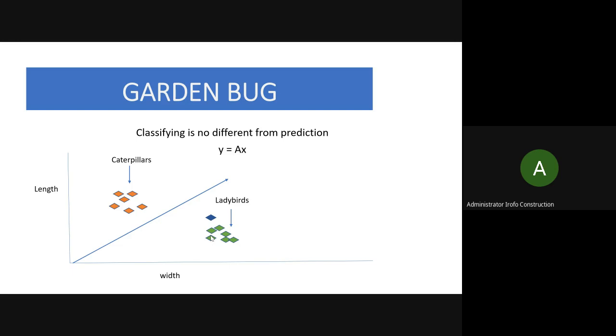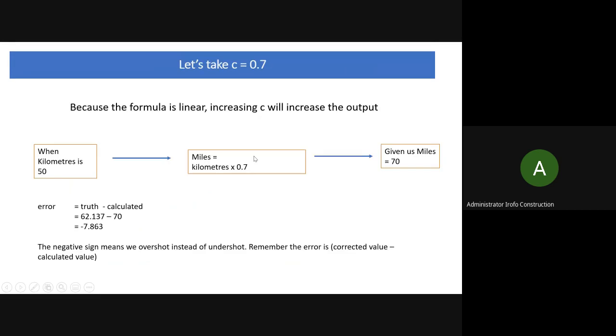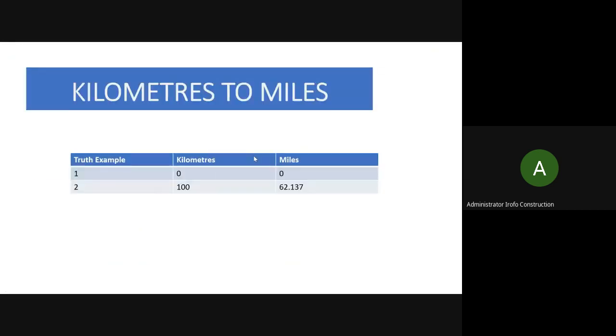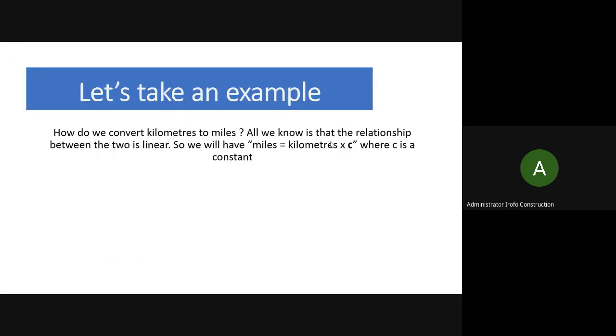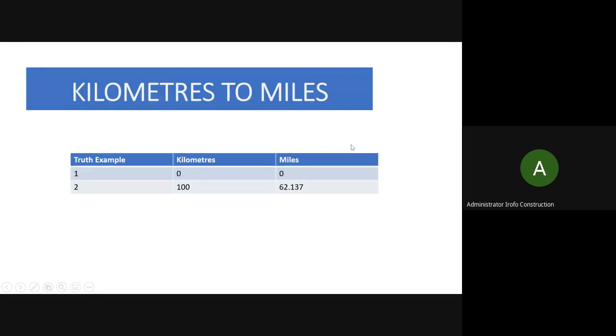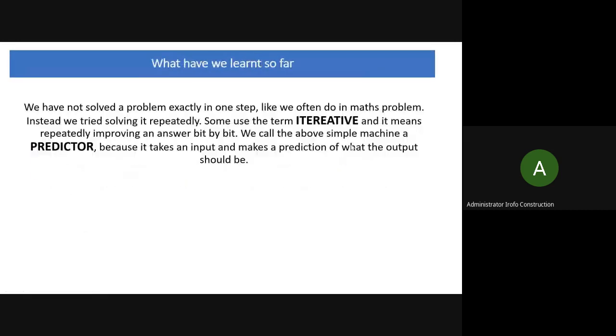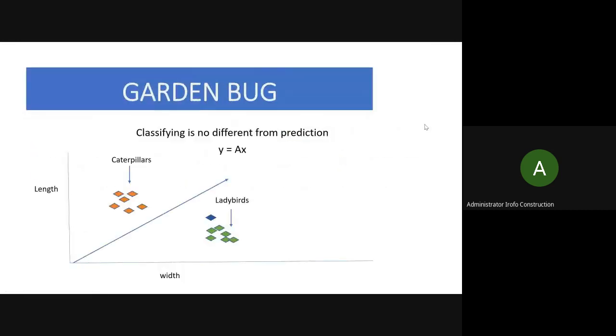And we are still going to use our linear function, our model, like y is equal to ax. But you remember our kilometers problem, you have something like miles is equal to kilometers by c. We are still going to use the same thing, y is equal to ax. Someone will ask why we use y equal to ax here? Because we want to classify something.